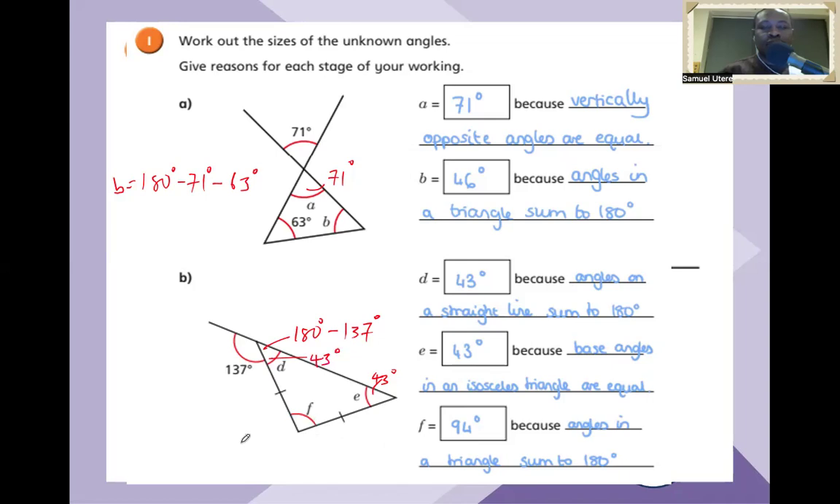To get this angle, you simply do 180 degrees minus 43 degrees and minus another 43 degrees. And that will give you the missing angle F. Why? Because angles in a triangle sum to 180 degrees.